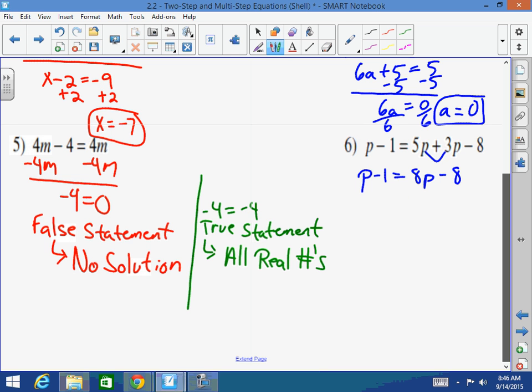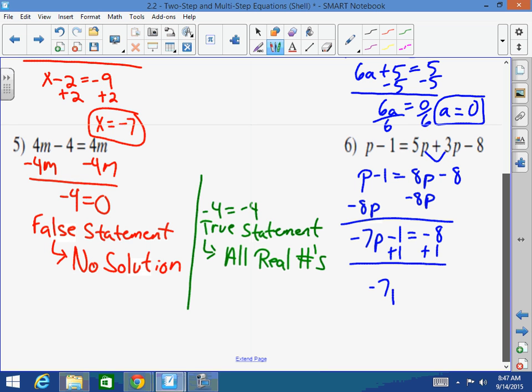I'm going to go ahead and subtract 8p to both sides, leaving me with negative 7p minus 1 equals negative 8. Add the 1 to both sides. Negative 7p equals negative 7. Divide by negative 7, and p will equal 1.